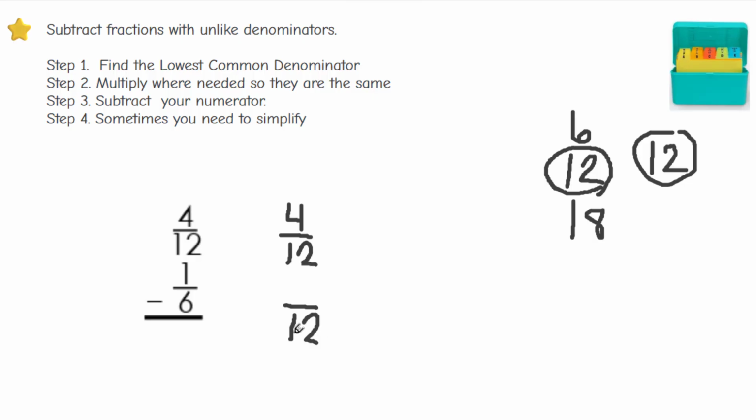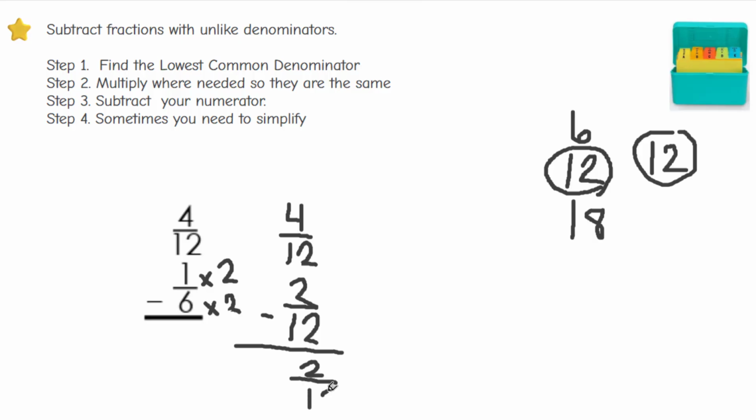Now we can't just put a 12 here and then move the numerator number 1 over. Whatever you do to the bottom, what did I do to the 6 to get a 12? I had to multiply it by 2. I have to do that to the top, okay? It's increasing in size by 2 on the top and on the bottom. Now I can subtract. 4 minus 2 is 2 over 12.